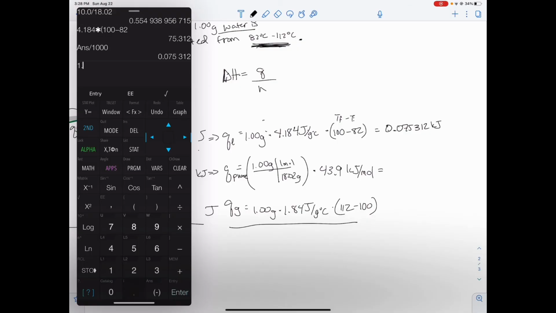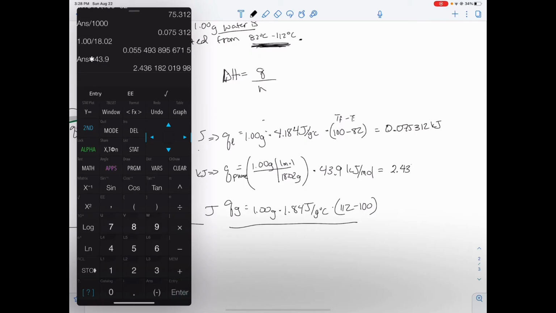This one right here, the next one, 1.00 divided by 18.02 times 43.9, and that gives me 2.436 kilojoules. And then my last one, 1 times 1.84 times parentheses 112 minus 100, and that gives me, now that's joules, so I'm going to divide by 1,000. And that will give me 0.022, 08 kilojoules.